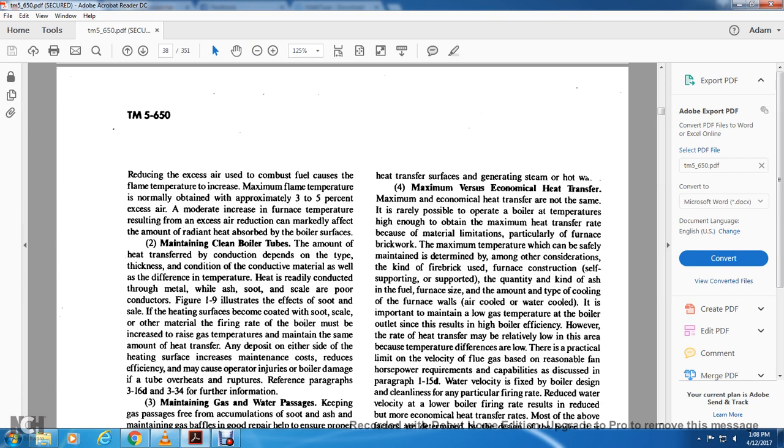To maintain a clean boiler tube: the amount of heat transfer by conduction depends on the thickness and type of the conductive material, as well as the difference in temperature. Heat is readily conducted through the metal, while ash, soot, and scale are poor conductors. Figure 1.9 illustrates the effect of soot and scale.